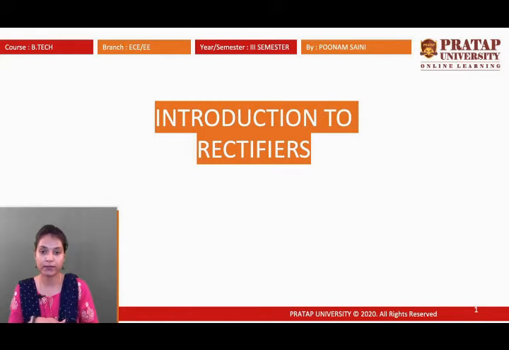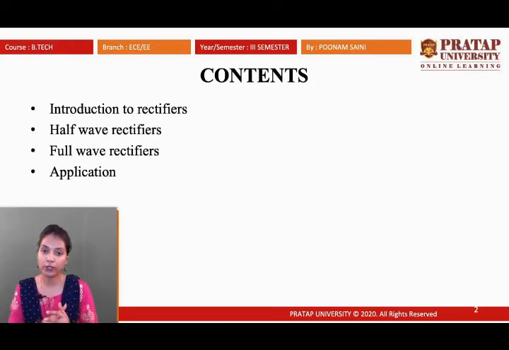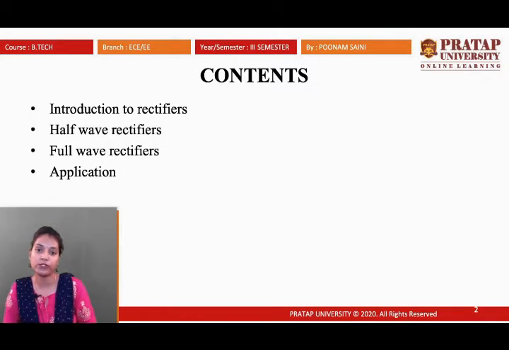So now we are going to discuss rectifiers. First of all, we are going to discuss what rectifiers are, and we are going to discuss only two types of rectifiers. In today's lecture we are going to discuss only half-wave rectifiers and their applications.